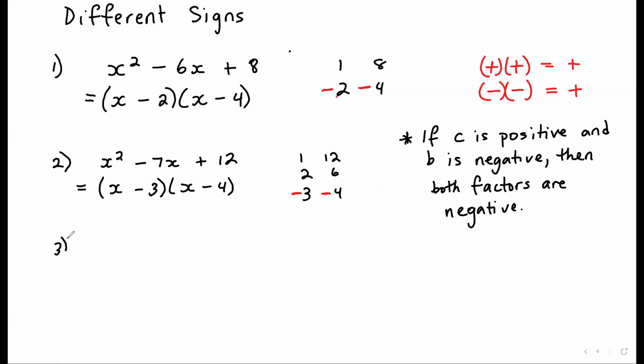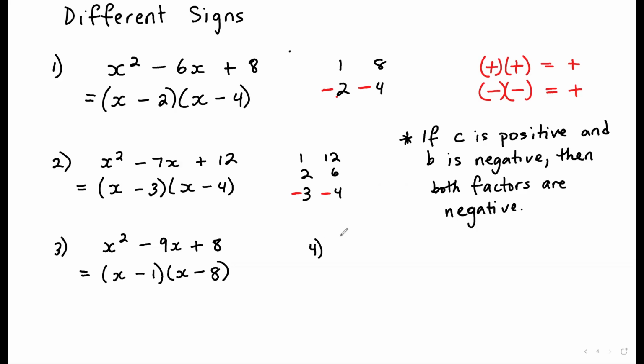Another one, let's say I had x squared minus 9x plus 8. Once C is positive, the two signs have to be negative. So this will end up being x minus 1 by x minus 8, because -1 take away 8 is -9 and -1 times -8 is +8. All right, guys, I'm going to do one more.